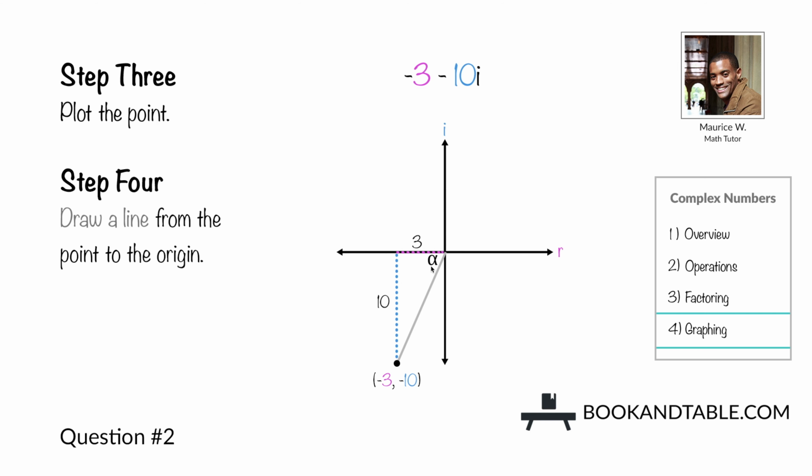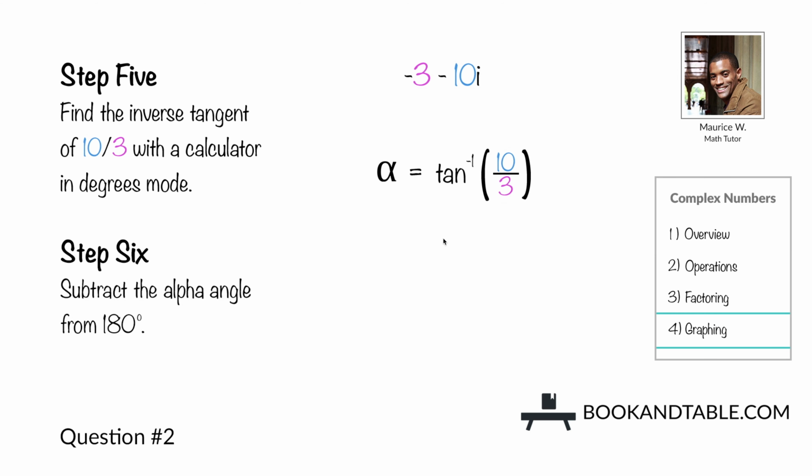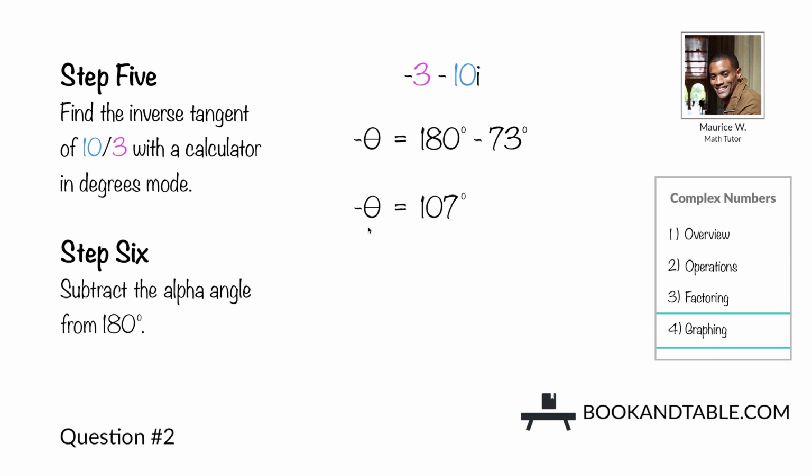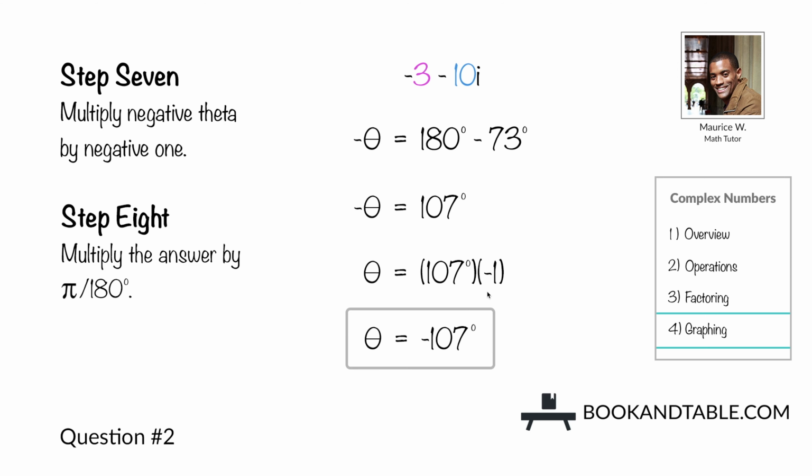And if this is our alpha angle, then from this vector to the positive real axis is our theta, or argument. So we'll use the inverse tangent of the opposite side over the adjacent side to find alpha, and then subtract that from 180 degrees. So the inverse tangent of 10 over 3 shows us that the alpha angle is equal to 73 degrees. Subtract that from 180 degrees, and we see that the negative theta is equal to 107 degrees. And if we multiply negative theta by negative 1, we get 107 degrees times negative 1, which means our theta, or argument, is equal to negative 107 degrees.